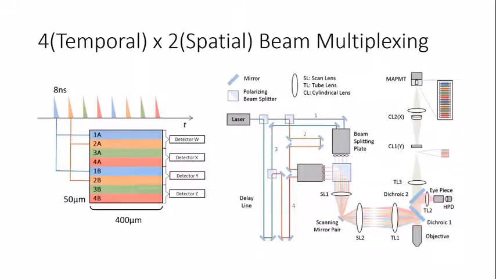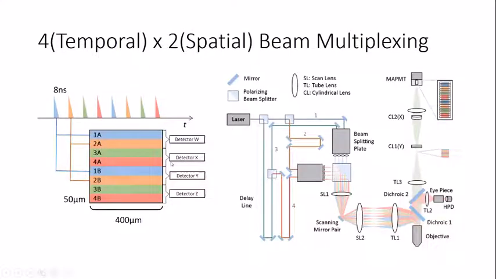So we use this 32 nanosecond interval laser again, and it's split into 4, shown here in 4 different colors. So we add a delay line to each one of them with different length, so that between the two arrivals, the interval is 8 nanoseconds. And for each color, which means for each beam that has the same time, we split it further into 2. So for example, here we see 1A and 1B. They arrive at the sample at the same time, but they're split spatially.